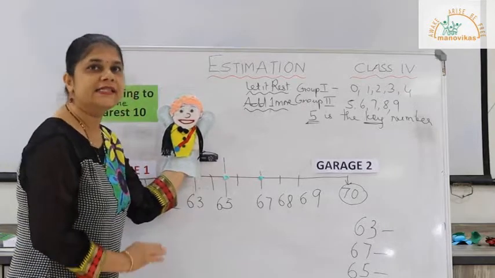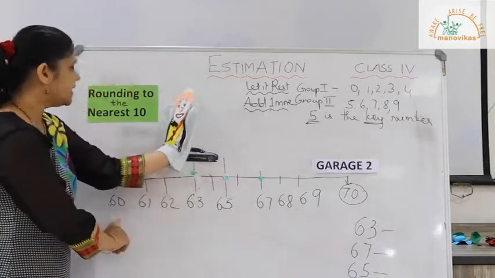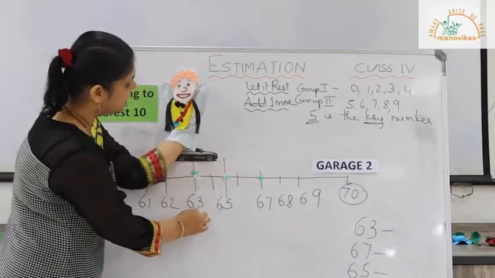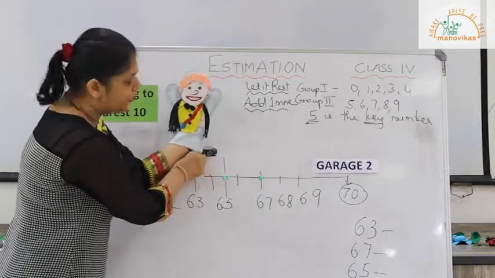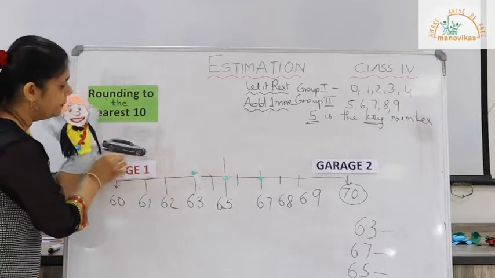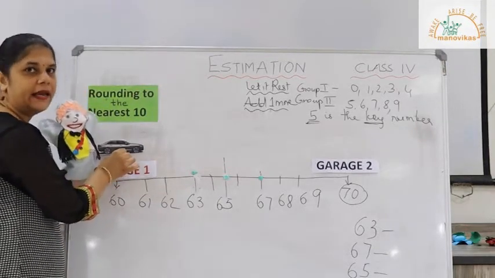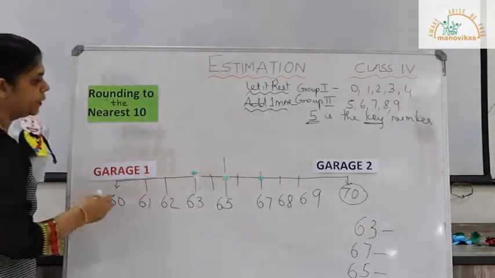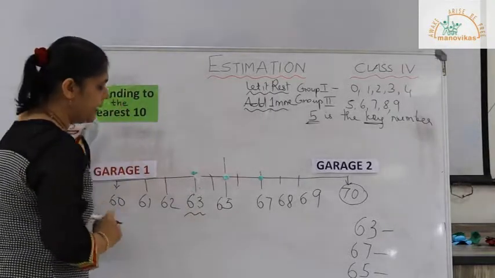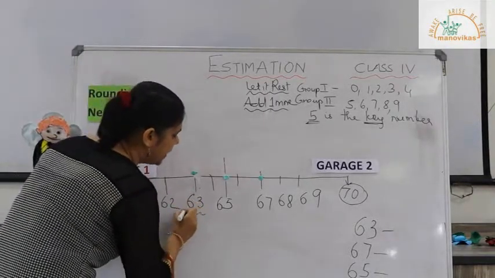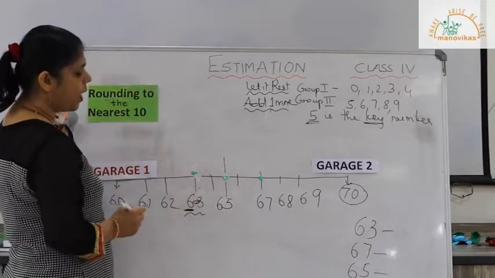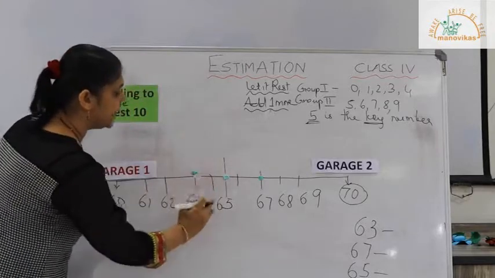Tinku finds that the garage at number 60, that is garage 1, is closest to his car, that is 63. So what does Tinku do? He pushes his car to number 60 and gets it repaired. Now what has happened here? We need to round the number 63 to the nearest 10. So first underline the digit in the tens place and look at the digit in the ones place, that is the digit after the tens place.